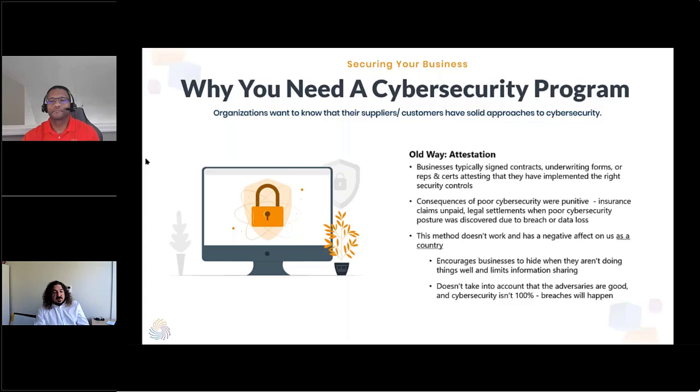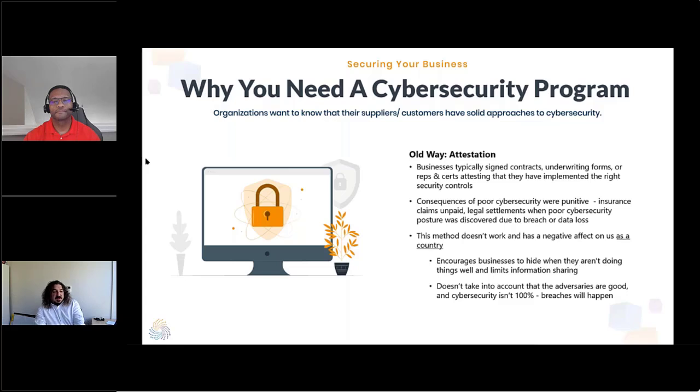So that control standard, as most of you I'm sure know, is NIST 800-171 R2. It contains 110 controls, some 320 assessment objectives to determine if you're meeting those controls. And those controls add up to what we refer to as a cybersecurity program.